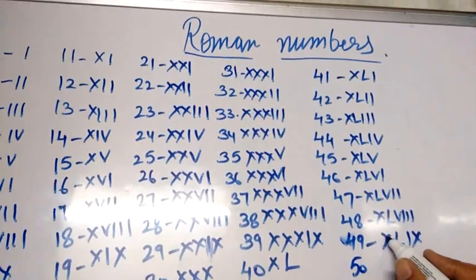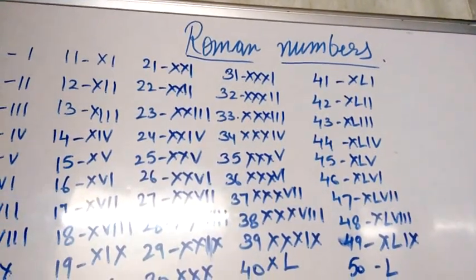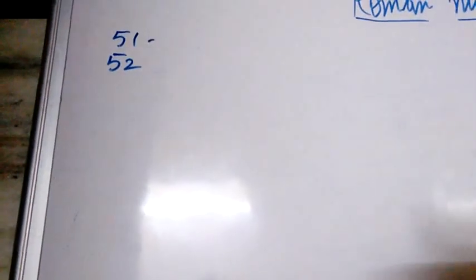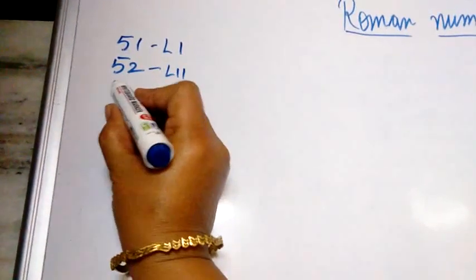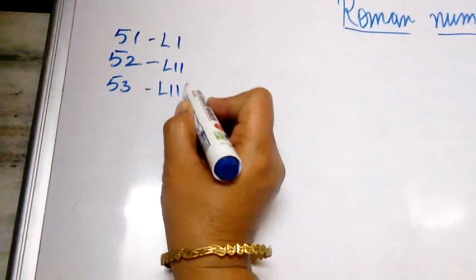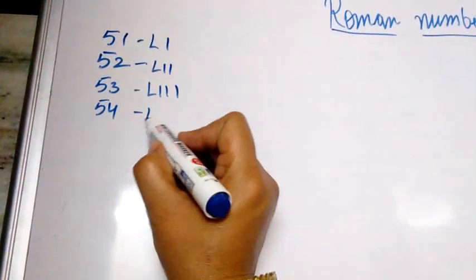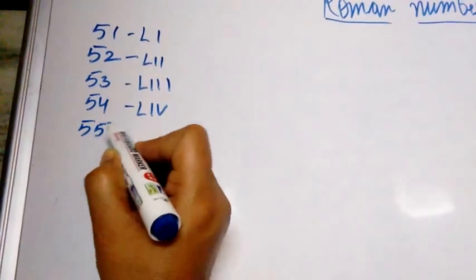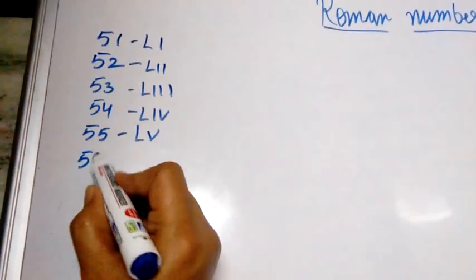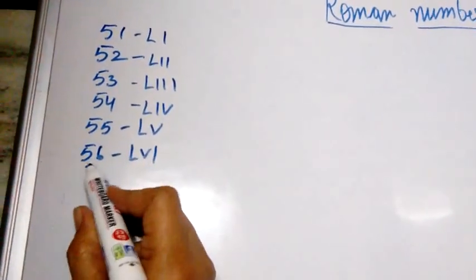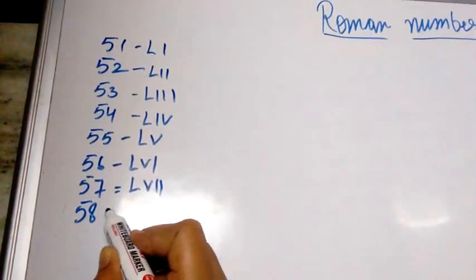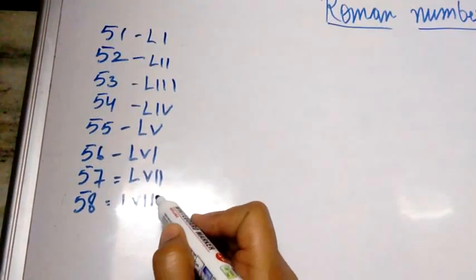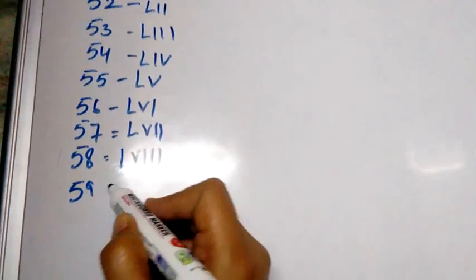Now 50. For 50 we write only L. Okay, next, 51, that is L1, 52, L2, 53, L3, 54, L and 4, 55, L and 5, 56, L and 6, 57, L and 7, 58, L and 8, 59, L and 9.